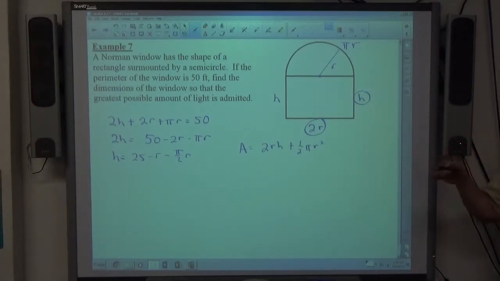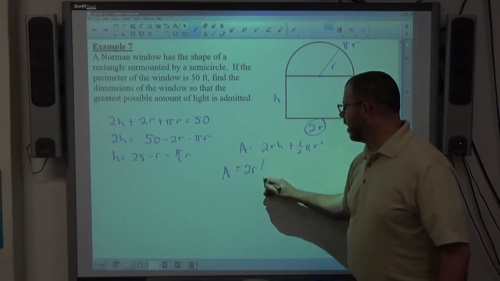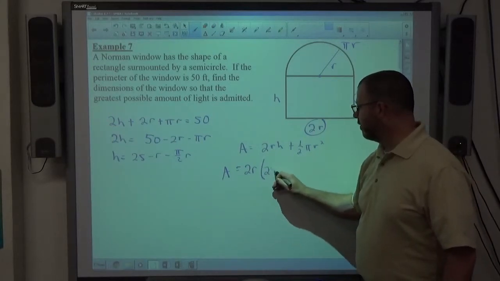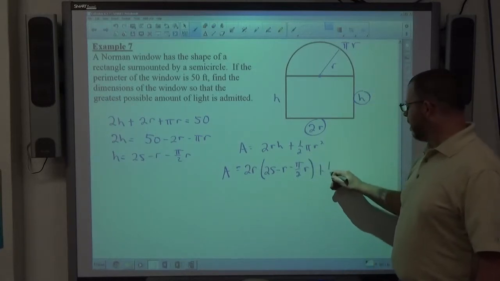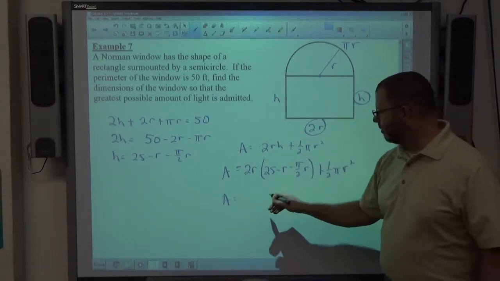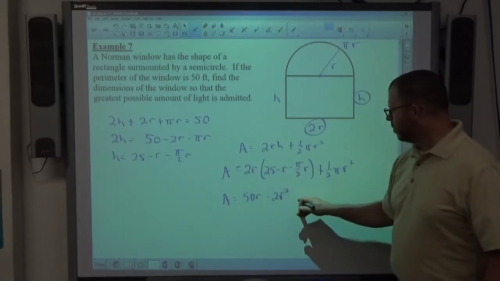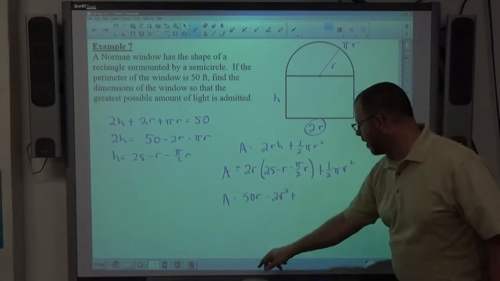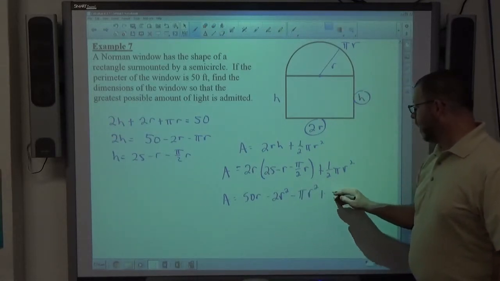I don't mind making the area formula with both r and h, but then I want to make a substitution, changing h in terms of its r expression, right? So my area formula ends up becoming A is equal to 2r times that h, which is 25 minus r minus pi over 2 r, plus 1/2 pi r squared. If I distribute the 2r through, I'm going to get 50r minus 2r squared plus pi r squared, or sorry, minus pi r squared, plus 1/2 pi r squared.